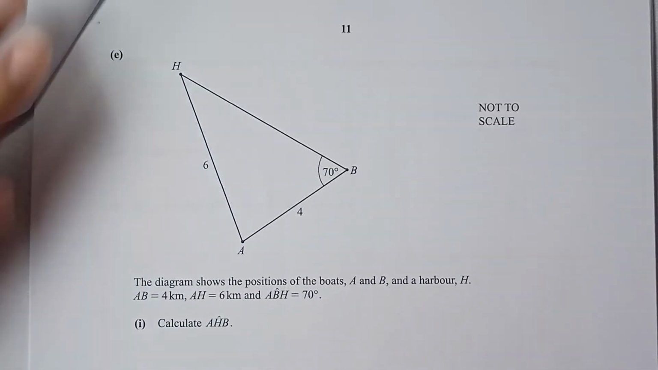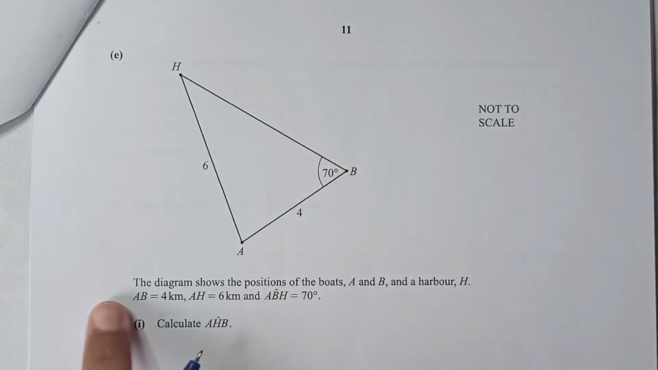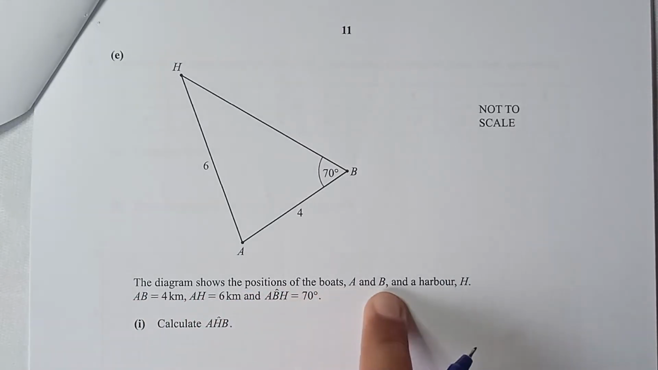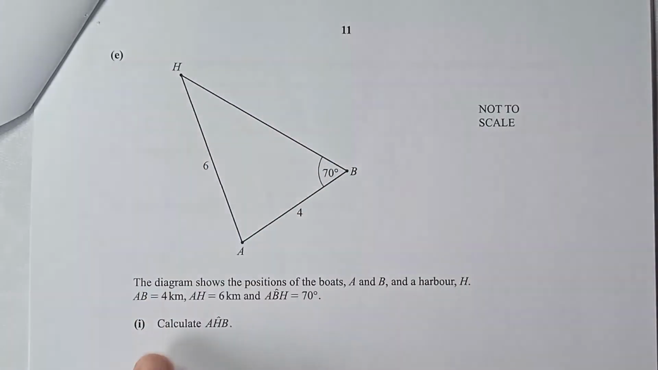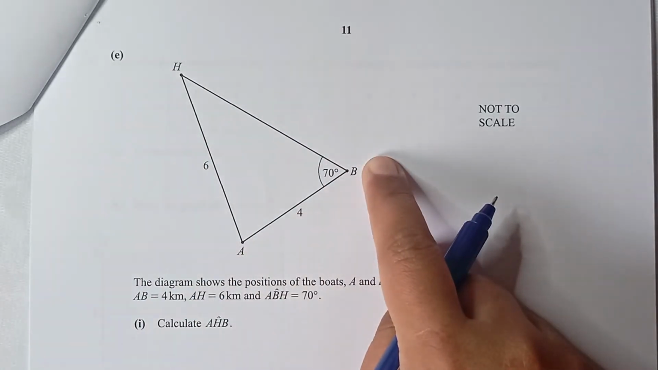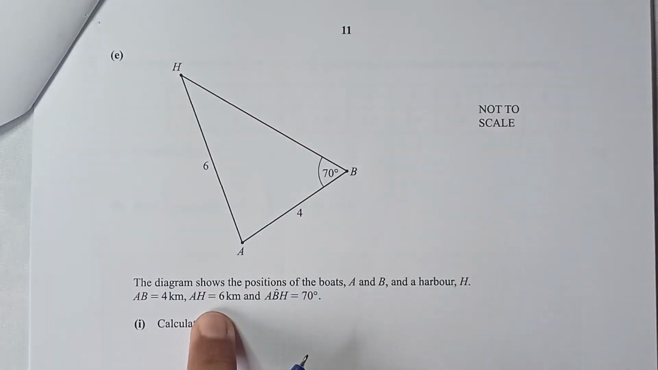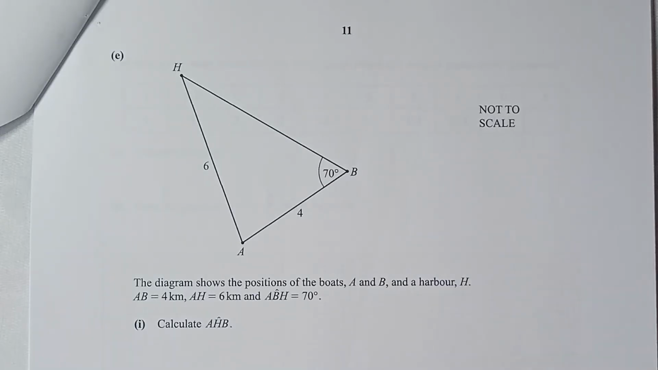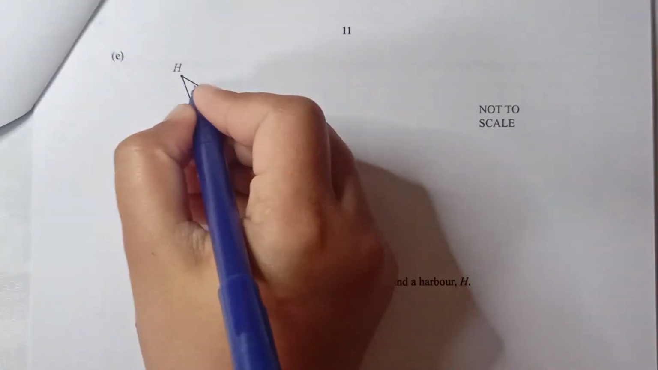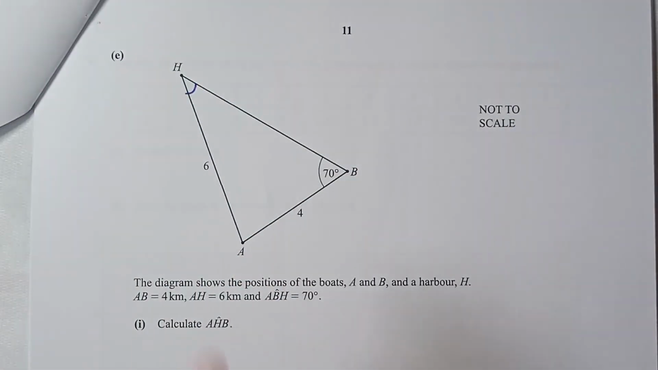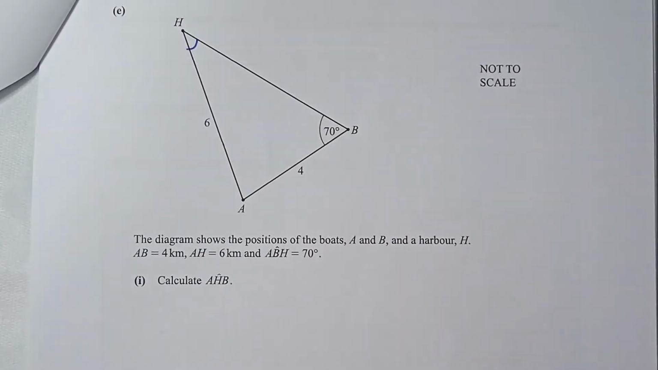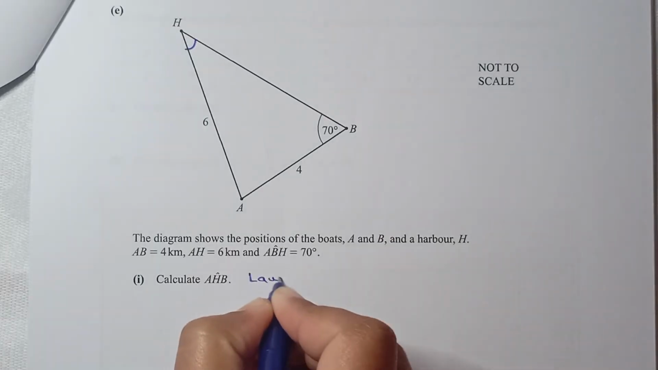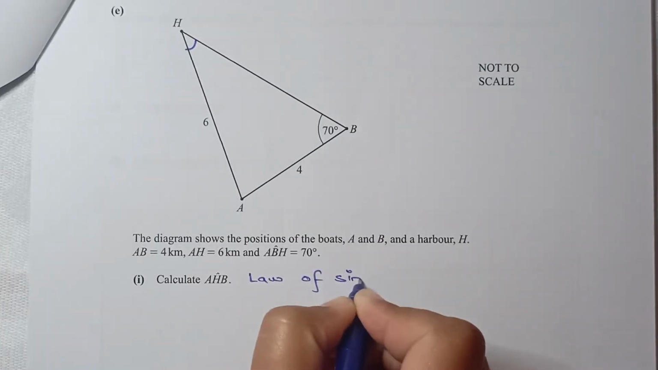Now moving to E part of question number 6. The diagram shows the positions of boats A, B and the harbor. AB is 4 kilometer, A to H is 6 kilometer and the angle ABH is 70 degree. Now in the A part we need to find the angle AHB. This angle we need to find. So we have given two sides and one angle. We can use the law of cosine. Yes, no, law of sine, sorry. So we need to use law of sine to find the angle H.